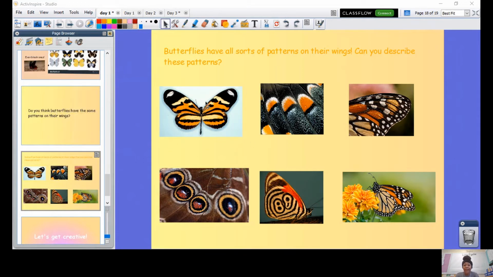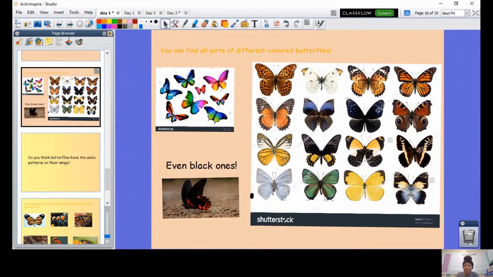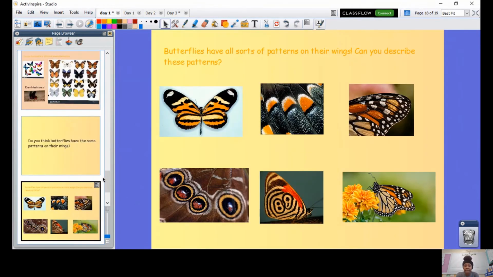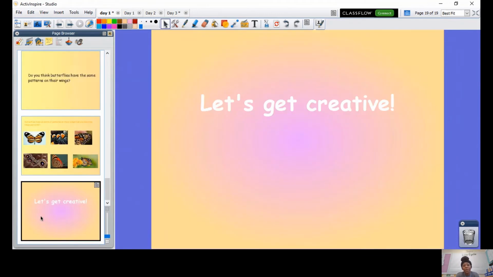Good job. So I hope I heard you say things like stripy and spotty, colorful, those sorts of adjectives to describe the butterflies that you can see. So now, because we have looked at the different colors of a butterfly and also the different patterns that butterflies can have on them, we are going to get creative now.